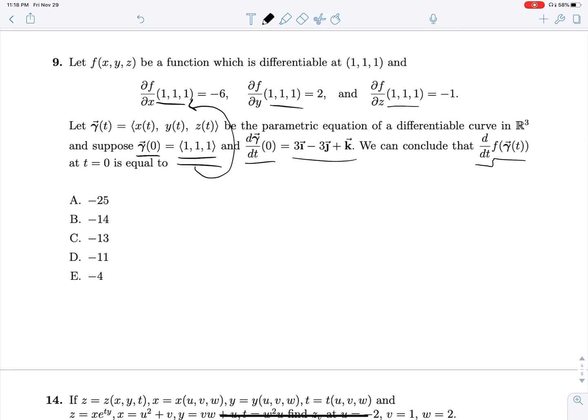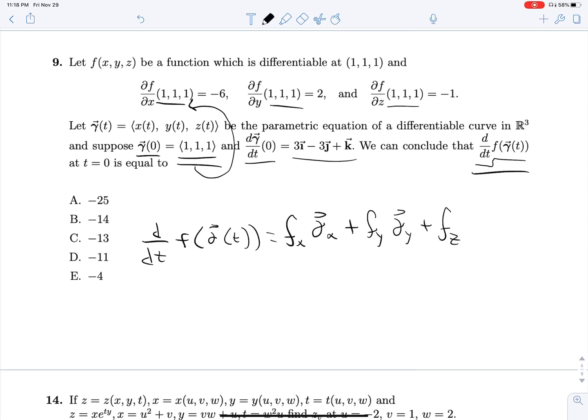So all this is asking us for is the derivative with respect to t of f of gamma of t, and all this is going to be Fx, gamma x plus Fy, gamma y plus Fz, gamma z, just like normal.